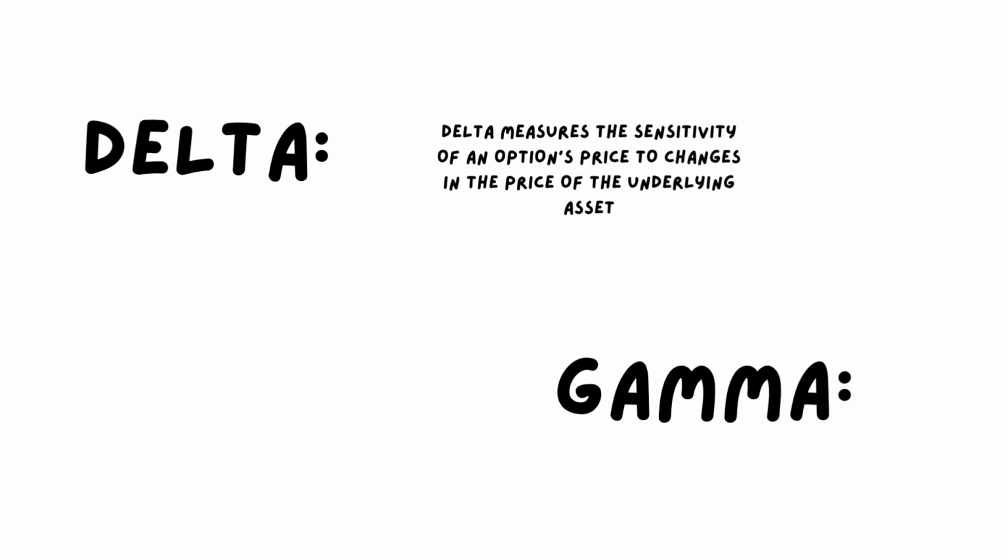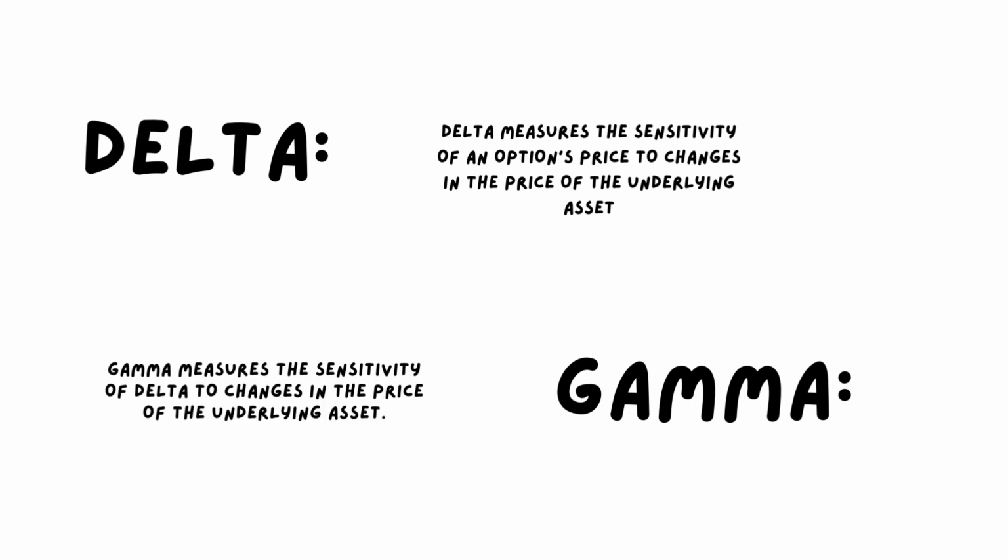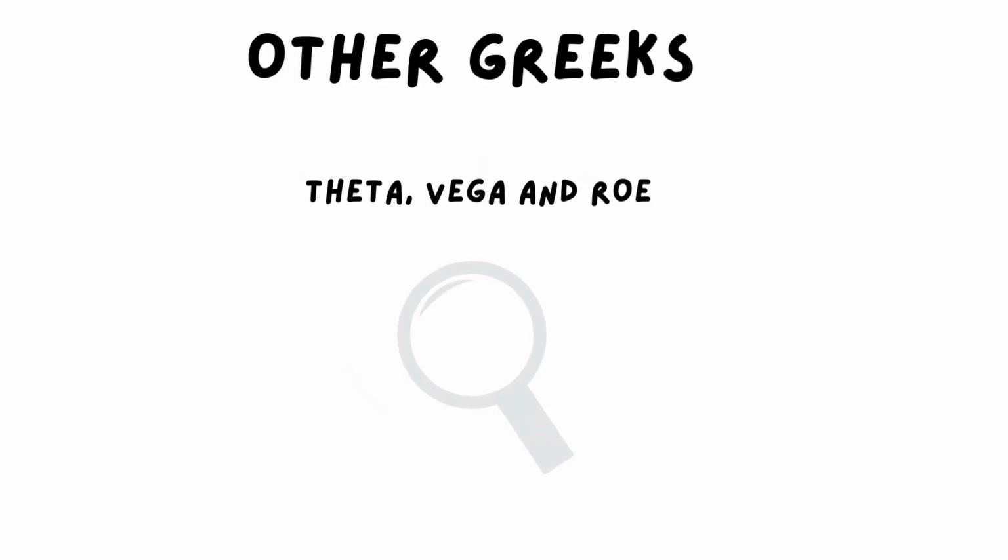Gamma measures the sensitivity of delta to changes in the price of the underlying asset. For example, if a call option has a gamma of 0.1, then for every $1 that the price of the underlying asset increases, delta will increase by 10 cents. There's also theta, vega, and rho, which we'll cover in a later video.